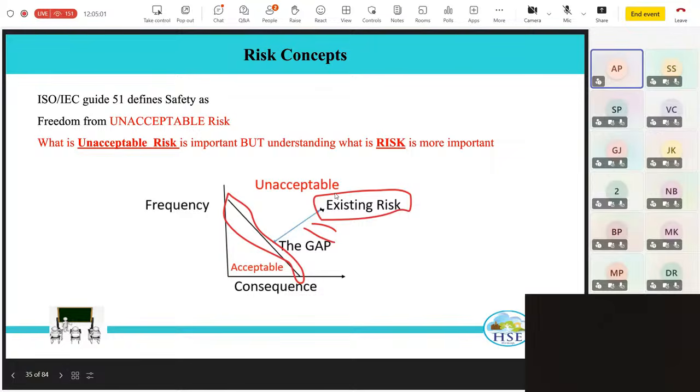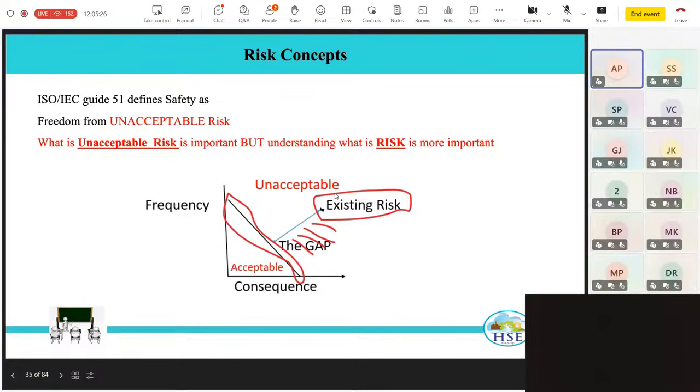We are shortly going to explain the various layers of protection. Those layers of protection act as various barriers, so that by putting these barriers, we bring the existing risk, which is much beyond the tolerable band, to the tolerable part by putting these various barriers. This is the concept of risk.